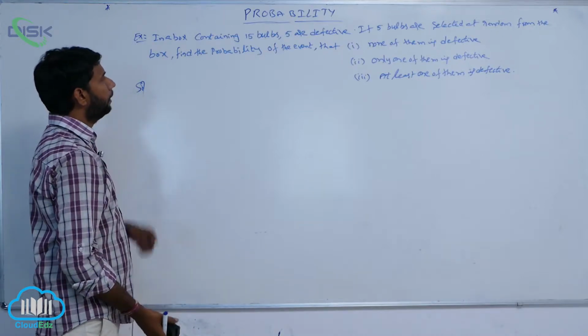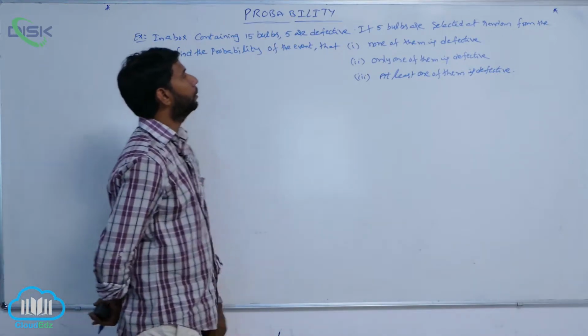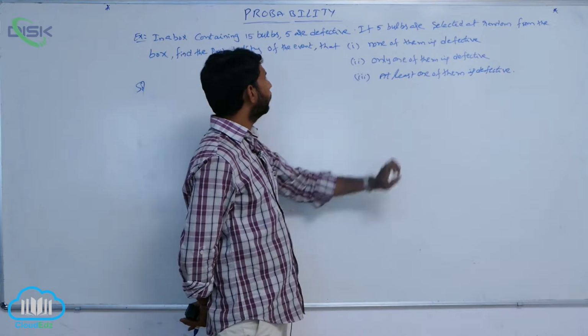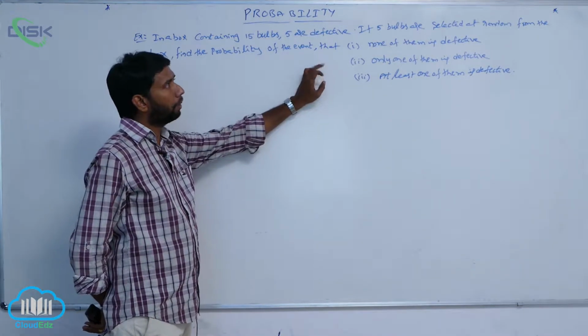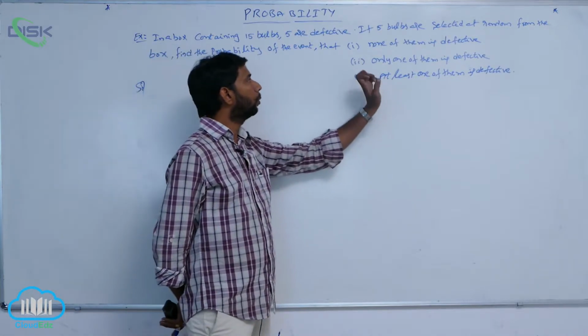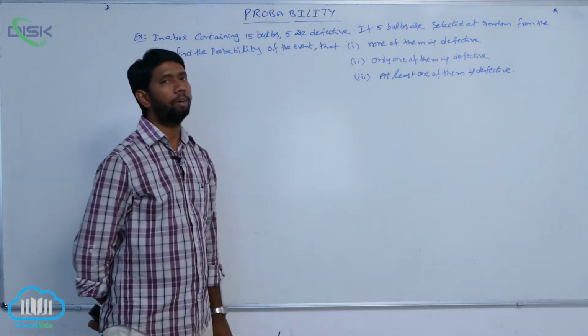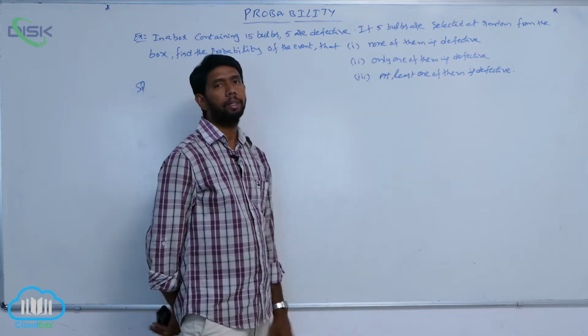In a box containing 15 bulbs, 5 are defective. If 5 bulbs are selected at random from the box, find the probability of the event that none of them is defective, the first one; only one of them is defective, second one; at least one of them is defective.